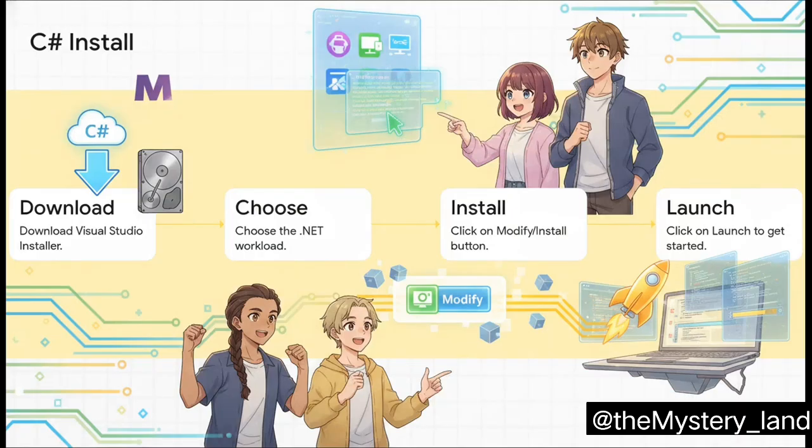So let's blaze right through the installation montage. Once you grab that installer straight from Microsoft, you're going to be faced with a menu of options. Your primary target here is to select the .NET Desktop Development Workload. Take a quick second to make sure that box is locked in. Once it is, just click the Modify or Install button. The system is going to pull down all those necessary packages for you. And after the installation wraps up, simply hit that Launch button to boot up your brand new environment.